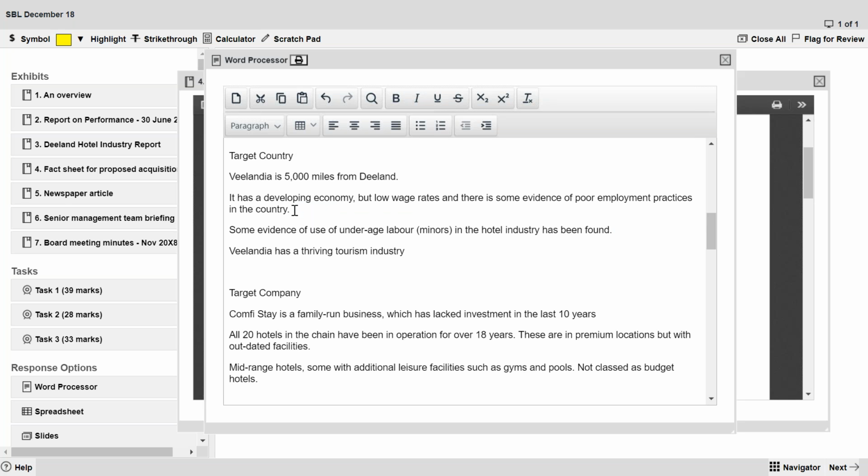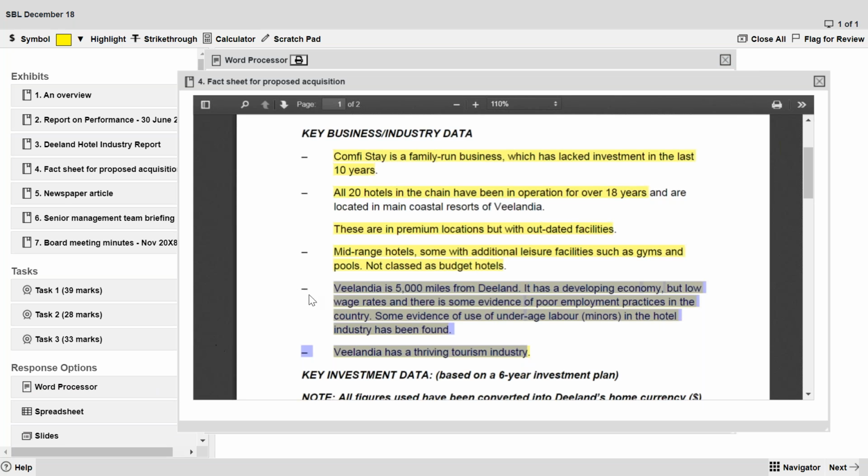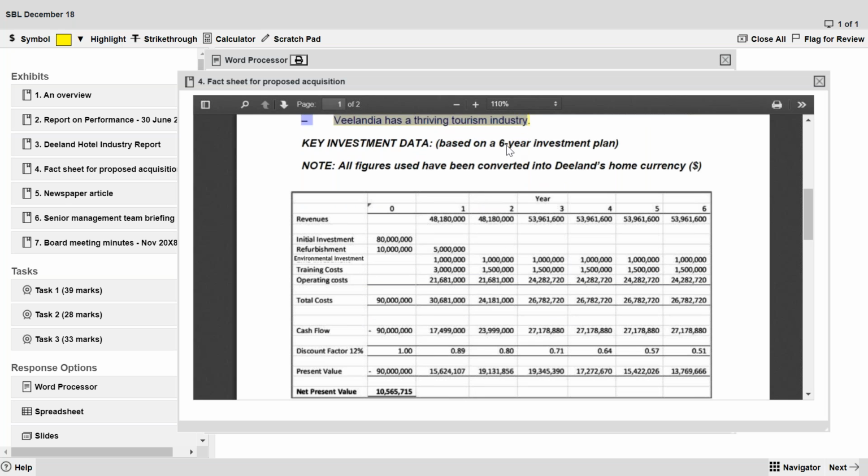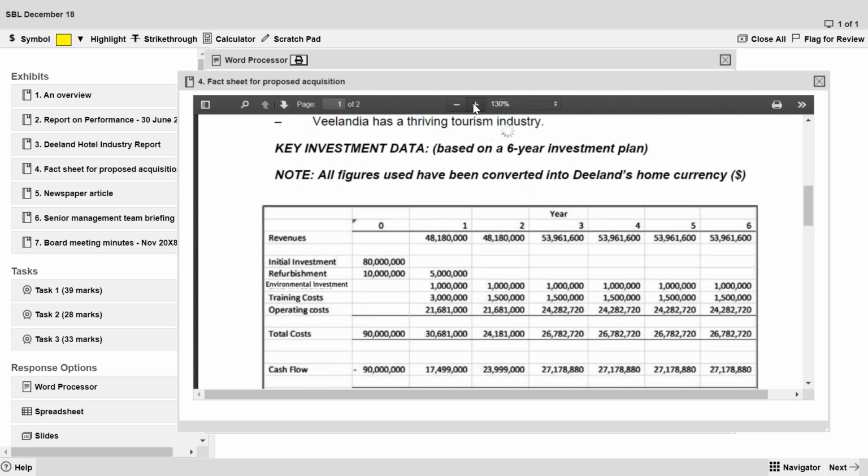Okay, done. So manual students, you will just write here target country, and here you will select all this. You will say target company. Done. Now I give you guys like 5 minutes.